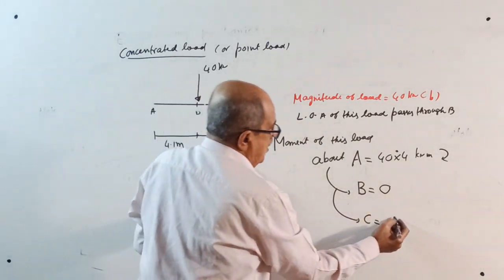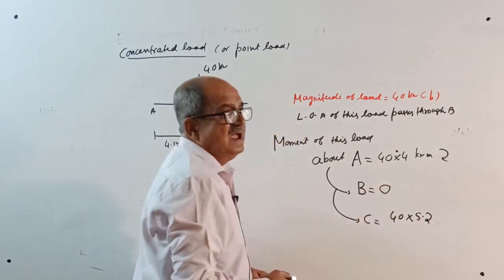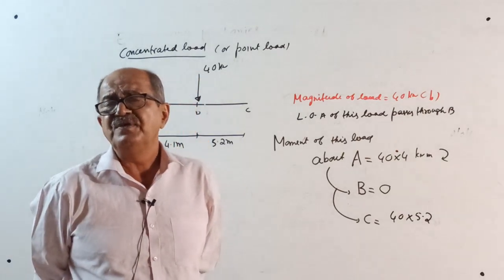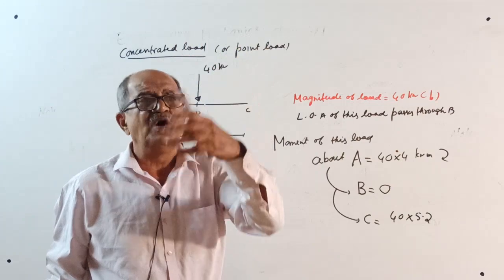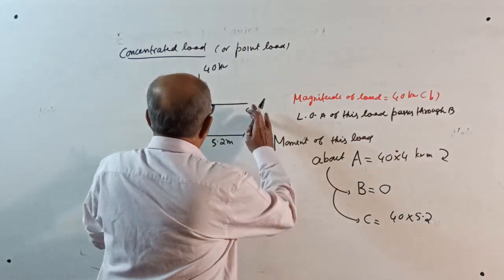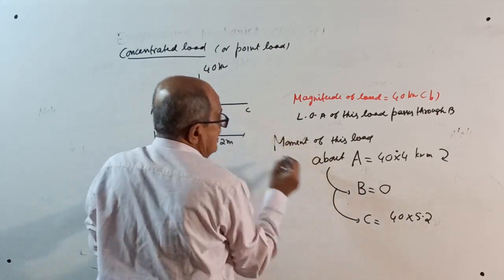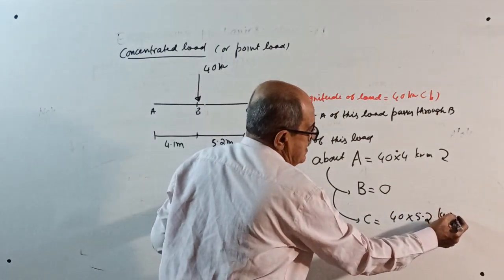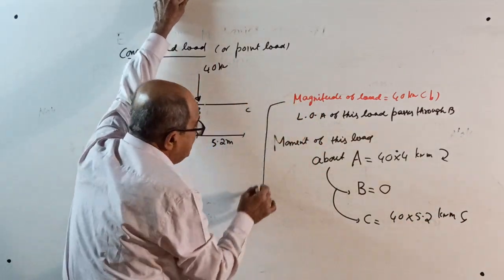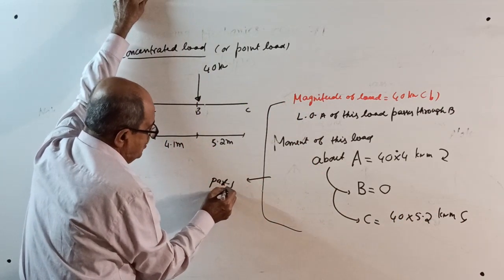No plus or minus today. There is no sign convention. If it is clockwise, I will write clockwise. If it is anti-clockwise, I will write anti-clockwise. When you go for SFD-BMD or equilibrium, there you consider sign. I will tell you. So this is 40 into 5.2 kilonewton meter anti-clockwise. Over. If anybody has difficulty with this, refer to part 1.